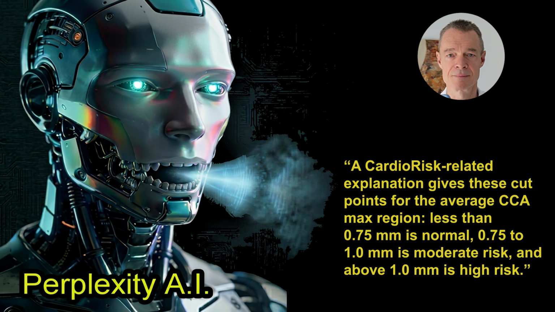Risk bands. A CardioRisk-related explanation gives these cut points for the average CCA max region. Less than 0.75 millimeters is normal. 0.75 to 1.0 millimeters is moderate risk, and above 1.0 millimeters is high risk.